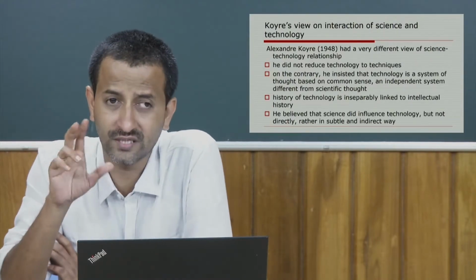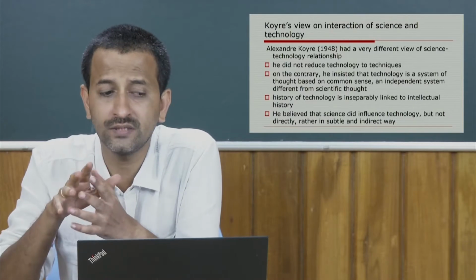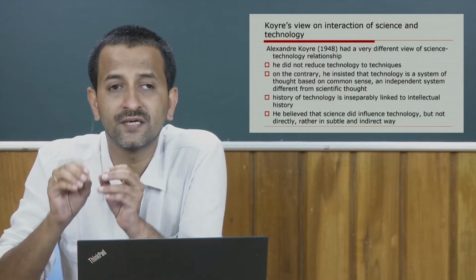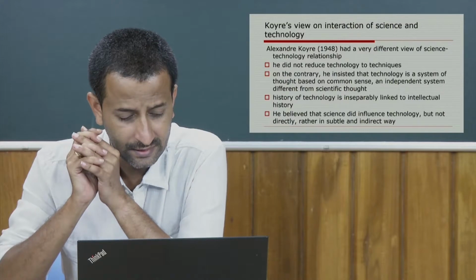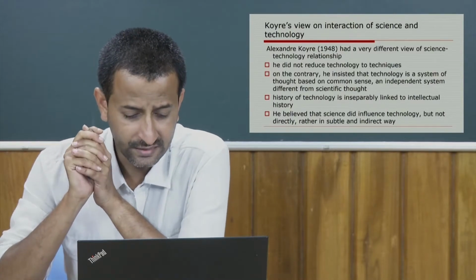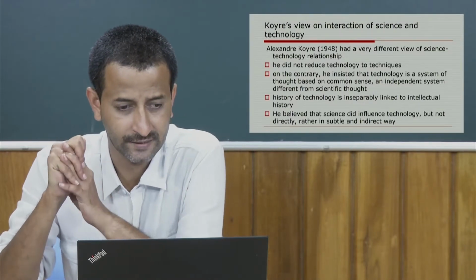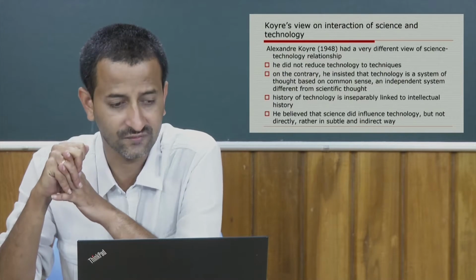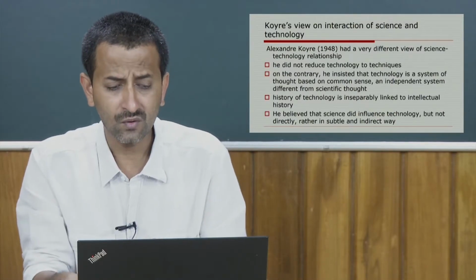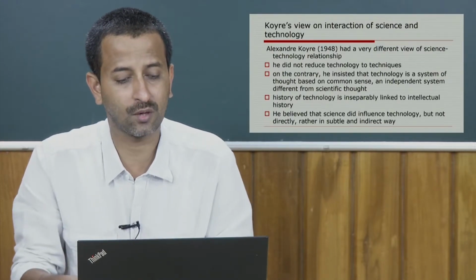Koyré did not reduce technology to techniques, number one. Rather, he insisted that technology is a system of thought based on common sense, that is, an independent system different from scientific thought. He considered it a system of thinking based on common sense. He held that the technical thought of common sense does not depend on scientific thought, of which it can nevertheless observe the elements, incorporating them into common sense.